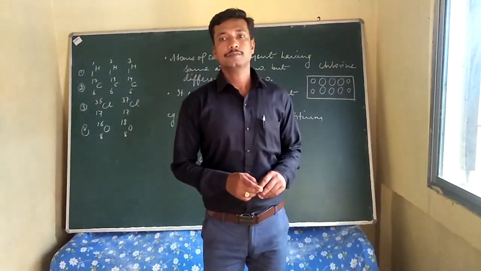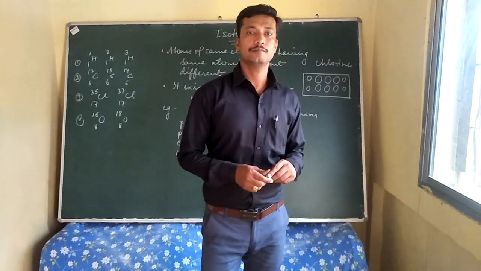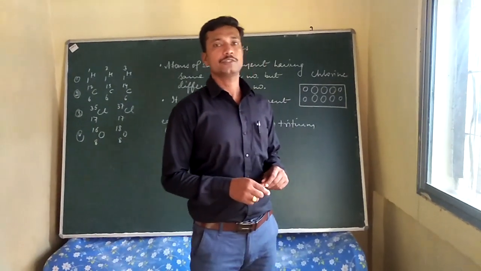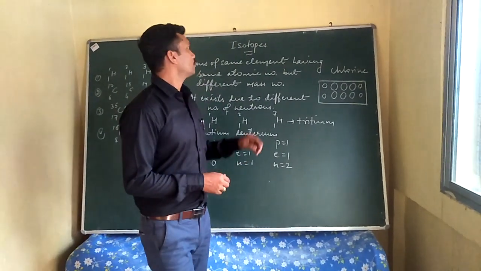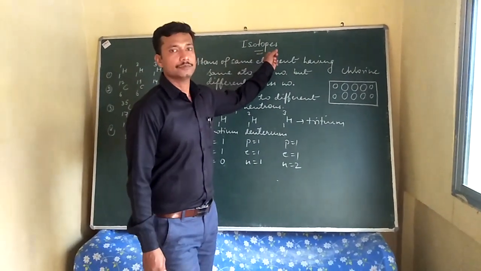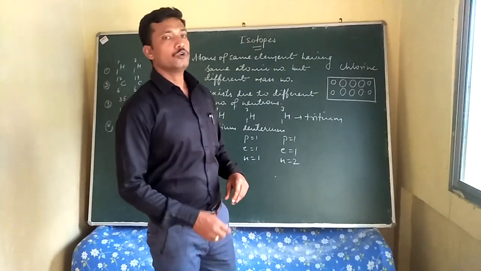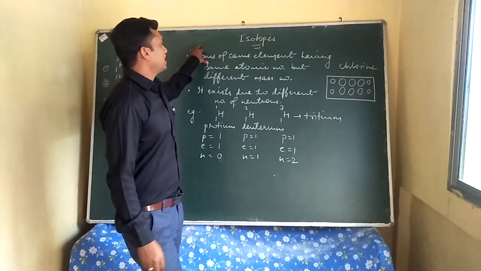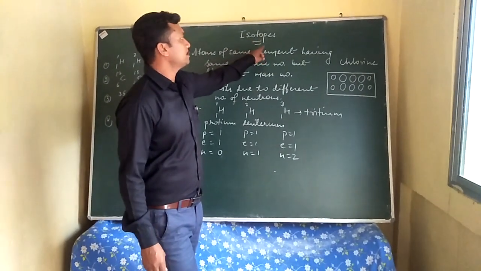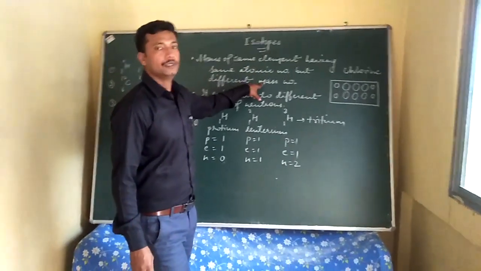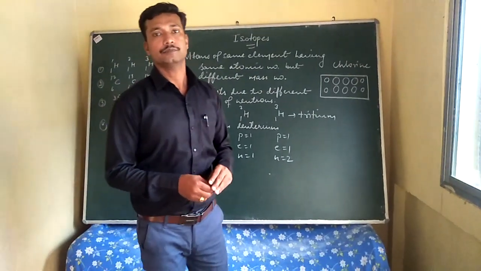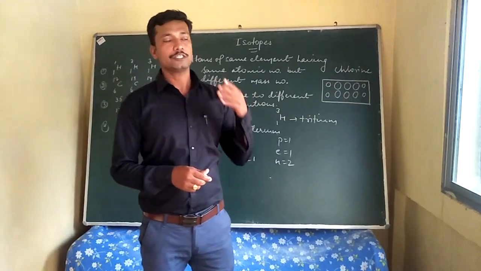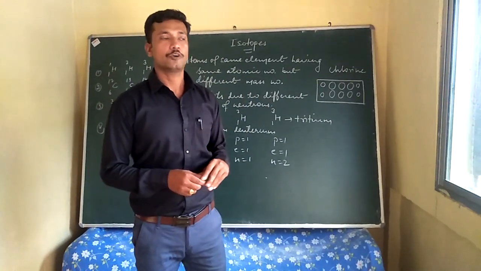Good morning, students. Today we are going to start a new topic from the same chapter, that is chapter 3 in chemistry, and the topic is isotopes. Isotopes, as you know, can be defined as atoms of the same element having the same atomic number but different mass number.